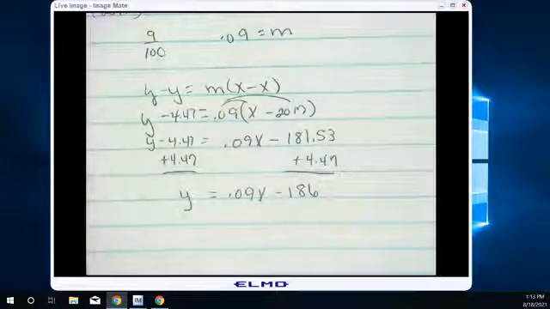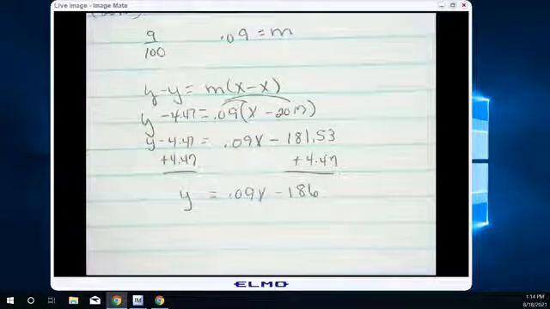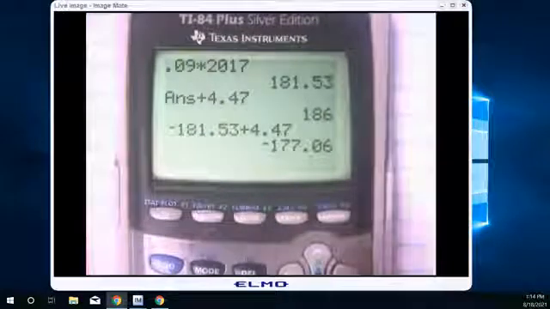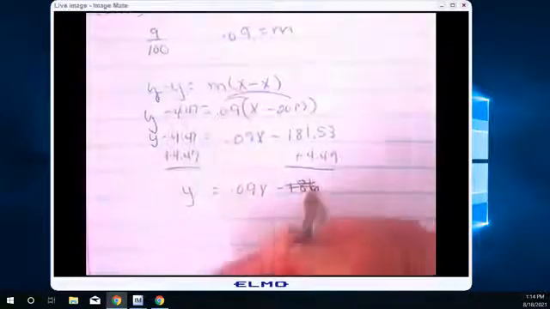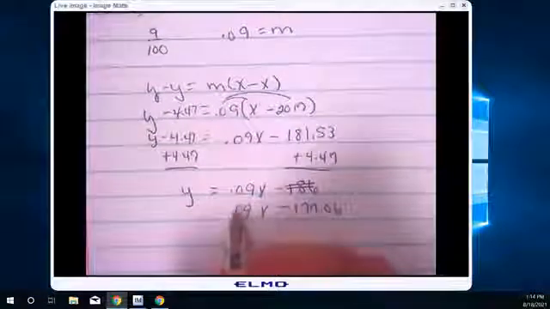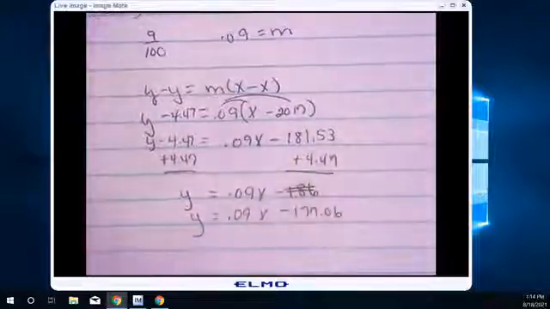Okay, let me ask you a question. You owe $181.53 and you pay $4.47. Do you now owe $186? No. What happens? It should go down. Yeah, you should have paid off some of that debt, right? So this one is 177.06. Now, life is good, right?